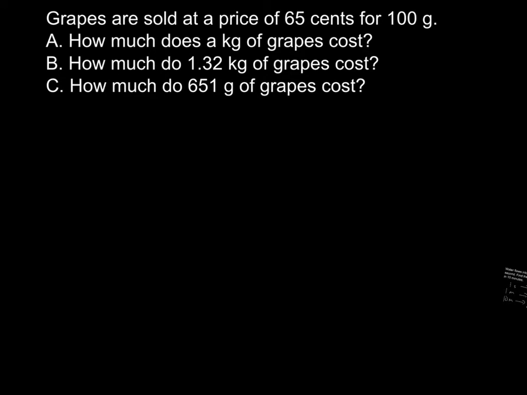Okay, so I'm giving you a three-part problem. When we sell produce, it typically is sold at a rate. It's going to be a rate that compares the cost per the weight. And so that'd be typical if you go to Kroger or Walmart and you go in the produce section, that's what you're going to find out. And so we're selling grapes, and it costs 65 cents to buy 100 grams of grapes. And I don't know how much it would cost to buy an entire kilogram of grapes, how much for 1 and 32 hundredths of a kilogram of grapes, and then finally 651 grams of grapes.